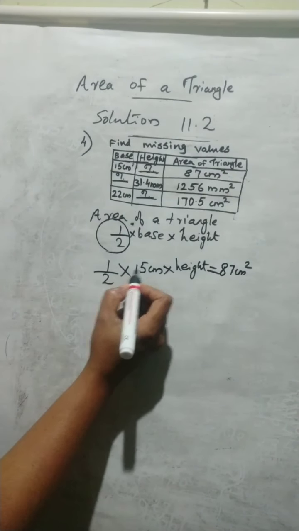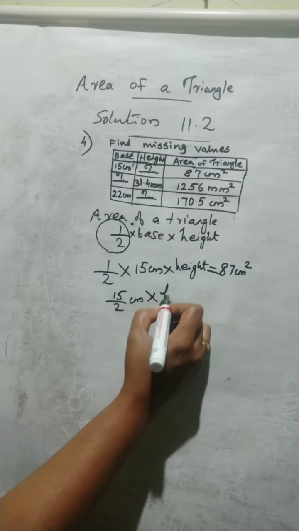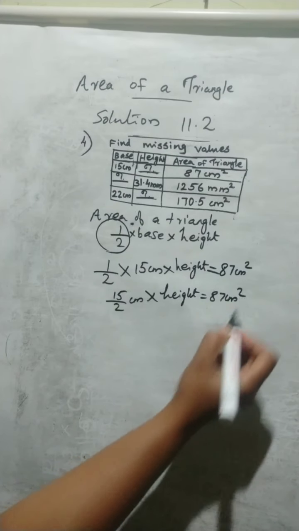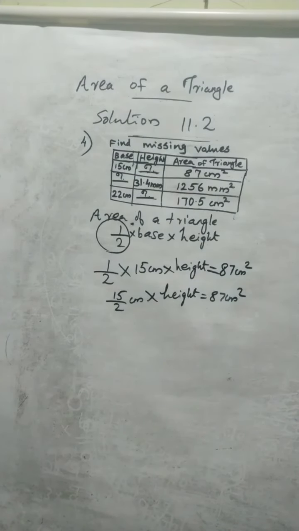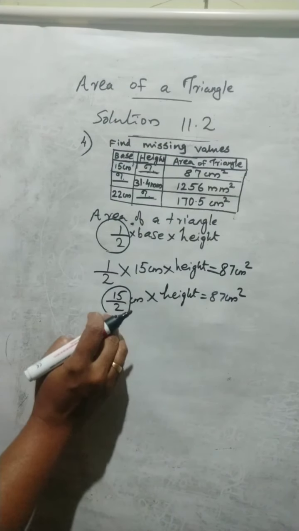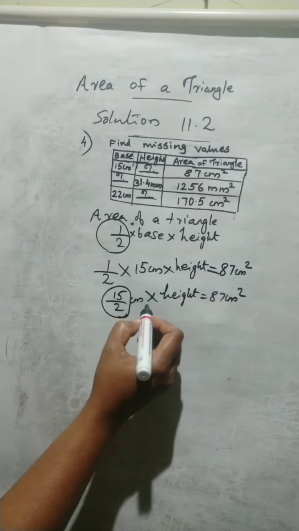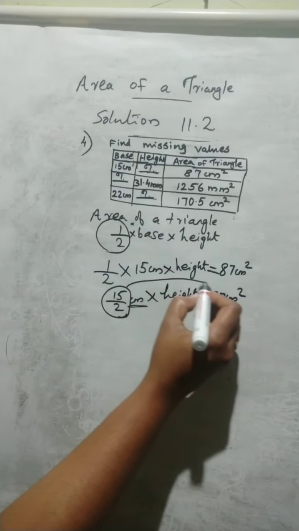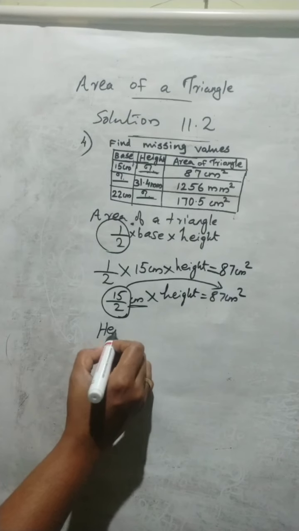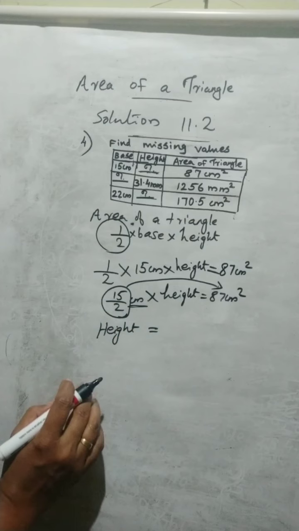Clear? Then 15 by 2 centimeter times height is equal to 87 centimeter square. So here 15 divided by 2 multiplied by height. Here is multiplication, so we can take this value to the RHS side. Then keep here what we have to find: height. We have to find the height. Keep it on the LHS part.